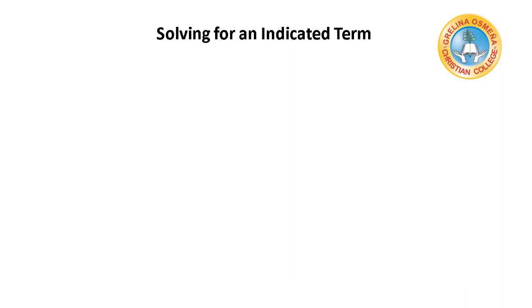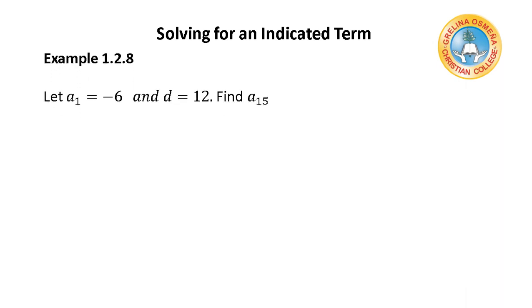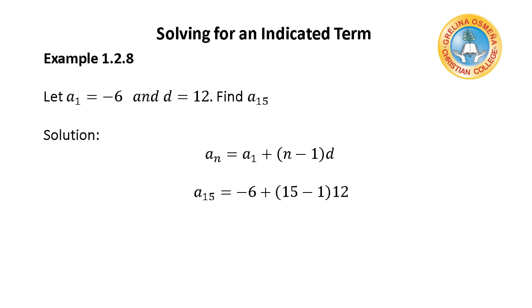Okay, solving for an indicated term. Example: a sub 1 equals negative 6 and d is negative 12. So find a sub 15. Using the general term for the arithmetic sequence, looking for a sub 15 equals, just substitute negative 6 plus 15 minus 1 times the difference, negative 12. So we have there the indicated term: a sub 15 is equal to 162, even without writing the series or the sequence.